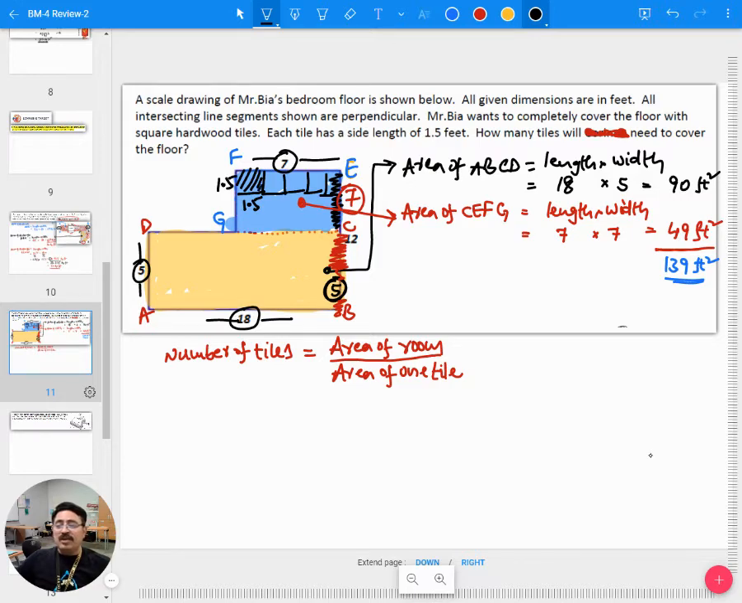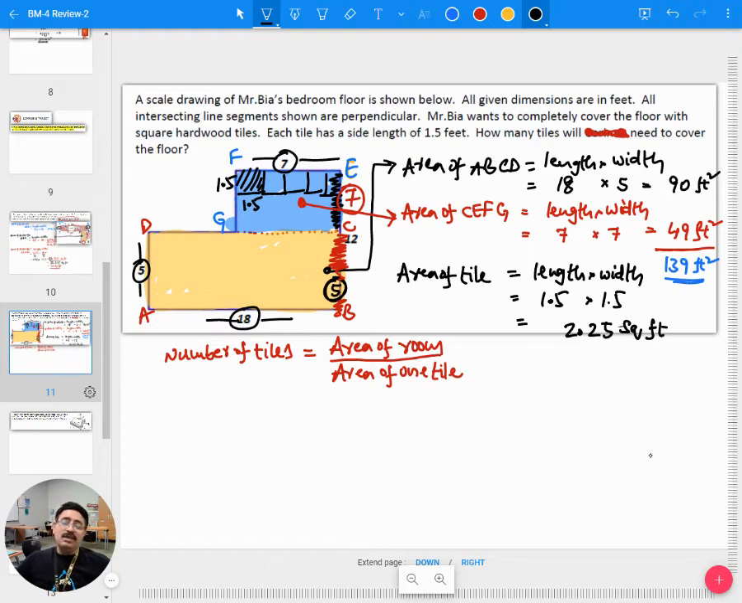So let me do the calculations here. Area of tile. Again, length times width, or maybe side times side. It's one and the same. Length times width, which is 1.5 times 1.5. That gives me 2.25 square feet. During testing, in case you come across a tile given in inches instead of feet, don't forget to convert from inches to feet.